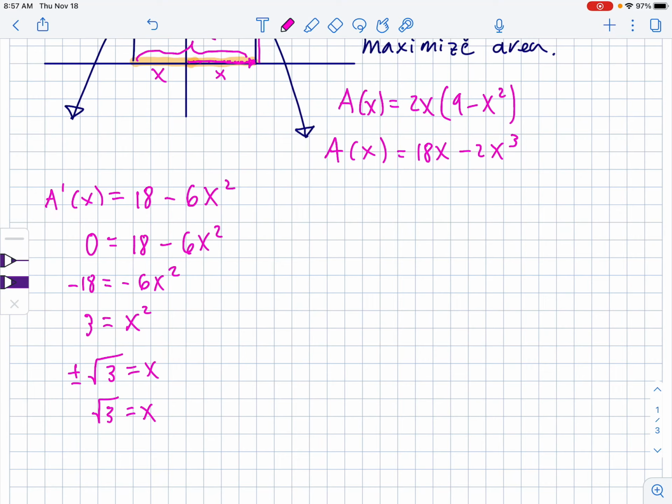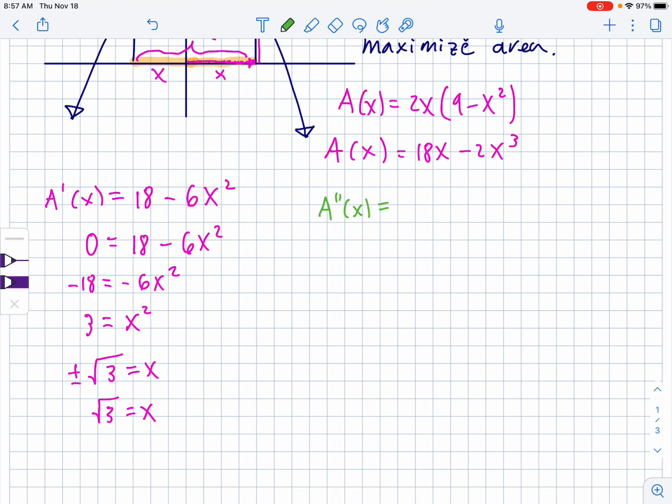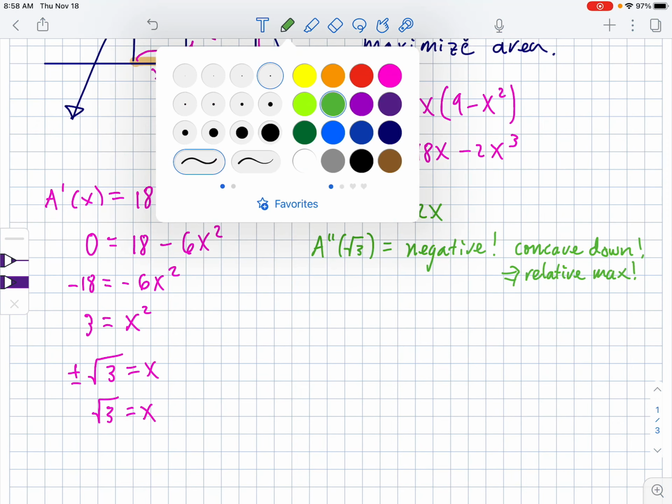Now, in order to make sure that's actually a maximum that I've found, I should probably check the second derivative. So we'll check second derivative with another color. So f double prime of x is equal to just negative 12x. And then if I plug in root 3, that will be negative, which means negative is concave down, which means it is a relative maximum. Just making sure I didn't find a minimum or something like that.